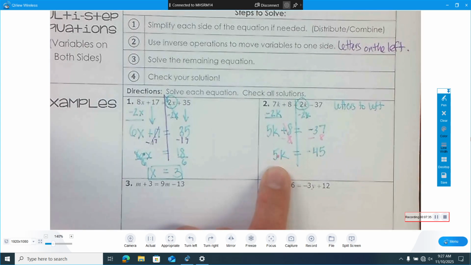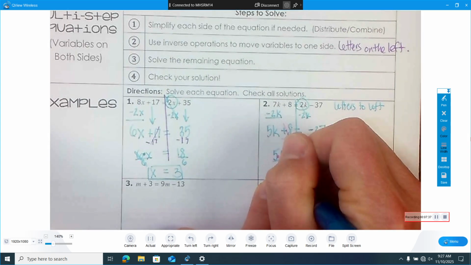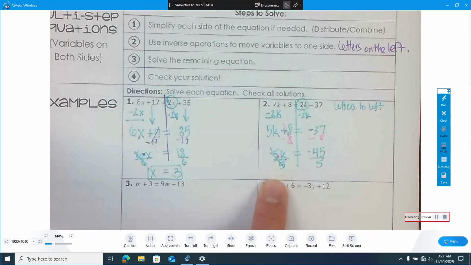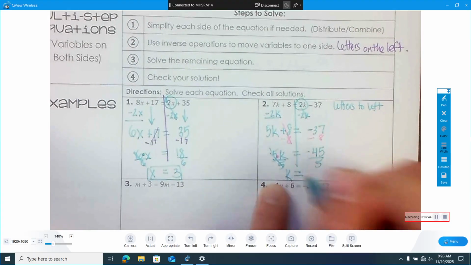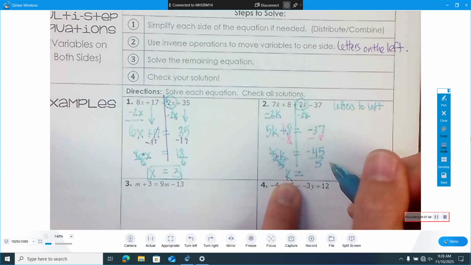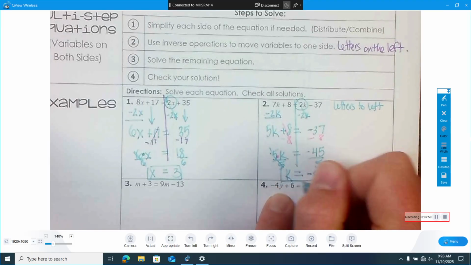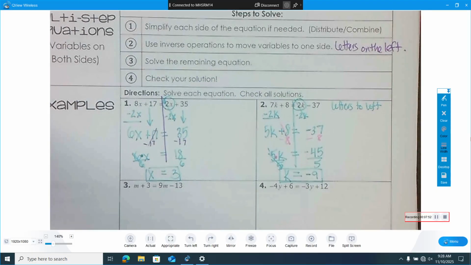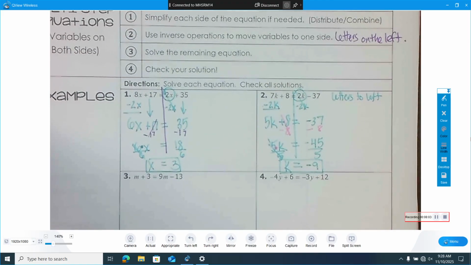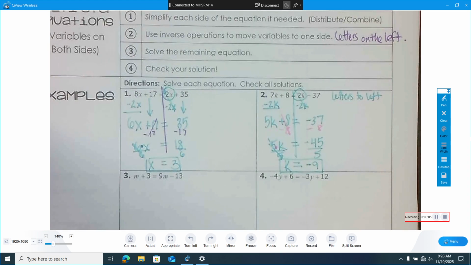How do we get rid of times by 5? Divide by 5 on both sides. Very good. Times by 5 and divide by 5 go away. K is all by itself, so it's happy. And negative 45 divided by 5 is negative 9. Beautiful. Okay, questions so far? All right. These are all really good problems.